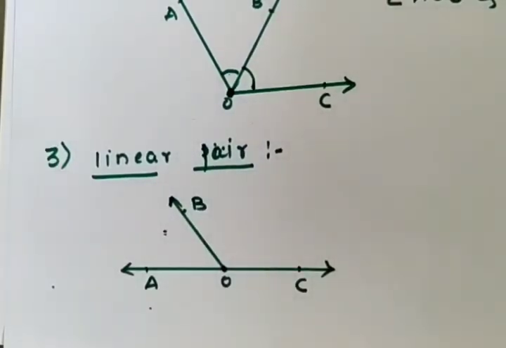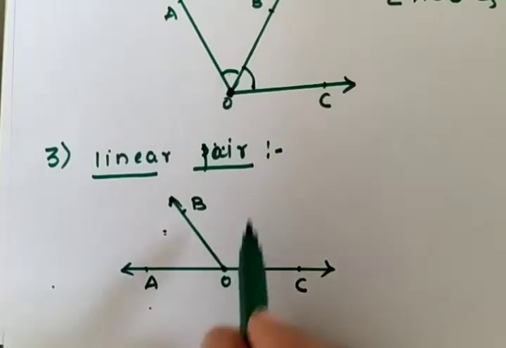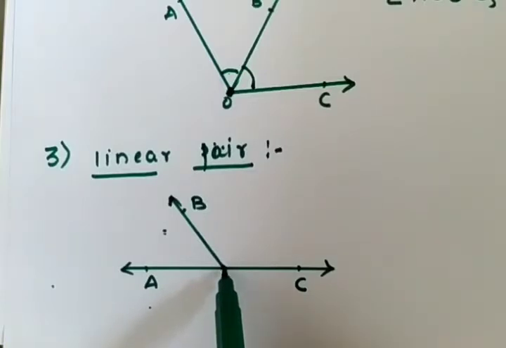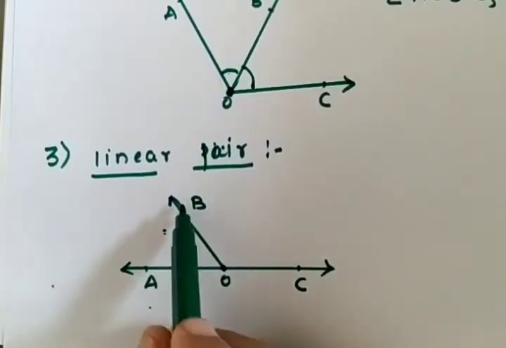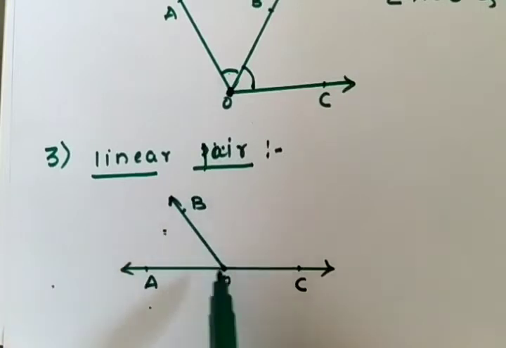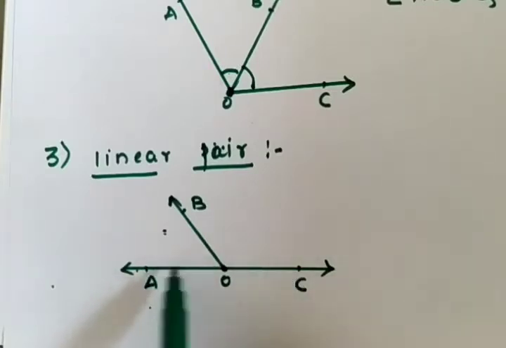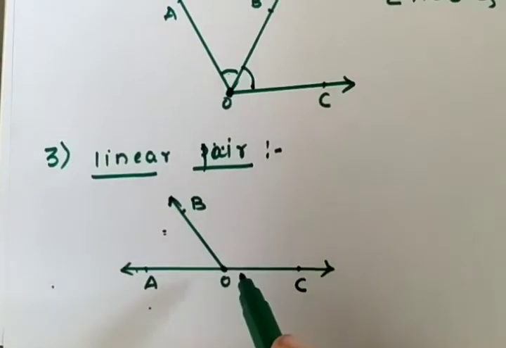As we saw, are these two angles adjacent angles? As we saw just now, which angles are said to be adjacent angles? See, here also two angles are formed, AOB and BOC. They have a common vertex, they have a common arm, and their remaining non-common arms lie on either side of the common arm. So these are said to be adjacent angles also.